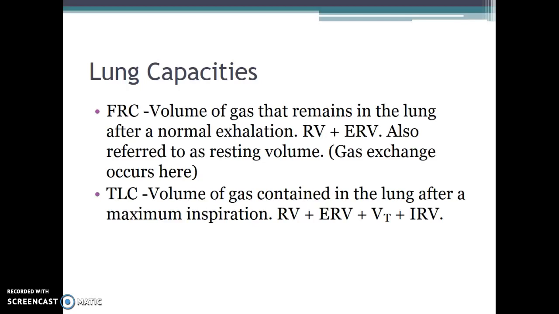And then TLC is total lung capacity, and that's the volume of gas contained in the lungs after a maximum inspiration. So that takes into account all four volumes: your residual volume, your expiratory reserve volume, your tidal volume, and your inspiratory reserve volume.